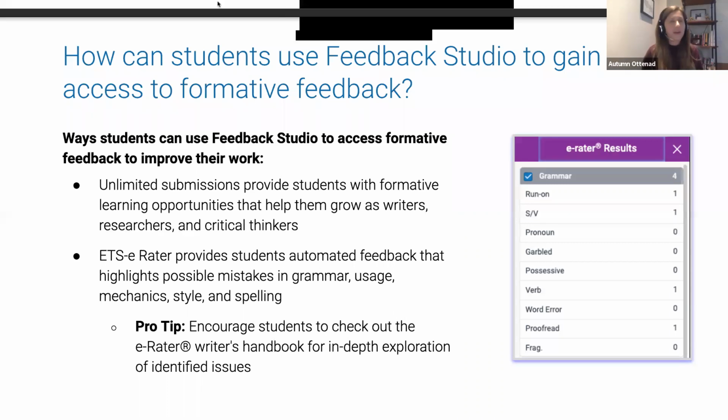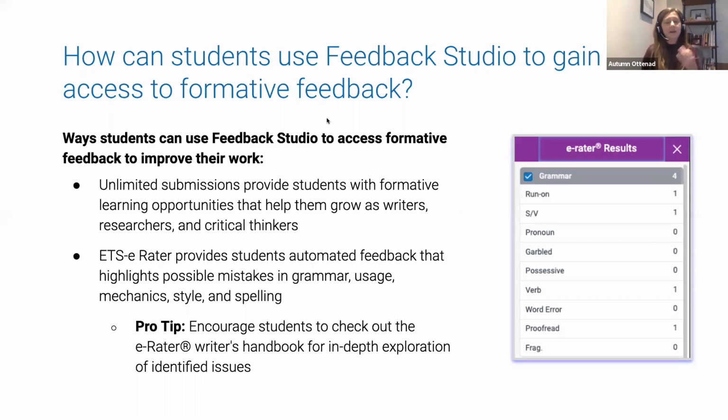Yeah, that's a solid point. And the other thing is with ETS e-rater, you can actually link out to the handbook that's connected to it. So it's that next step. If a student sees that e-rater flagged them for the same issue throughout the paper, they can say, what even is this? And if they click into the purple layer, it takes them to another screen where they can read about what that grammar mistake is.